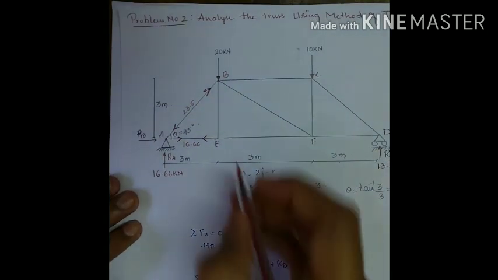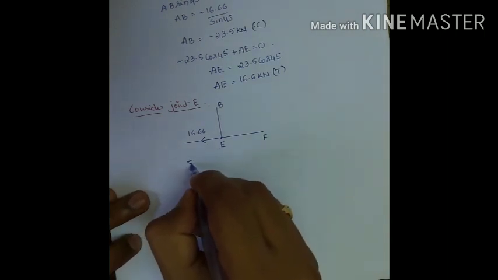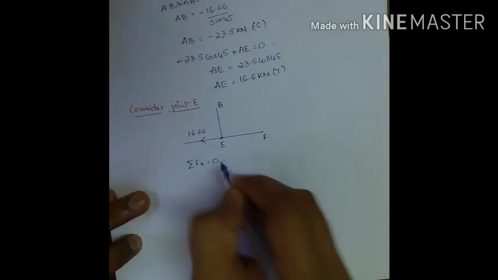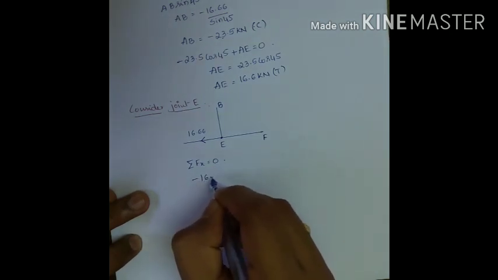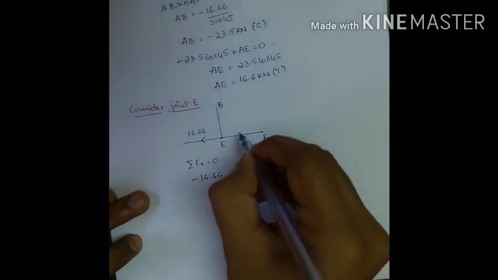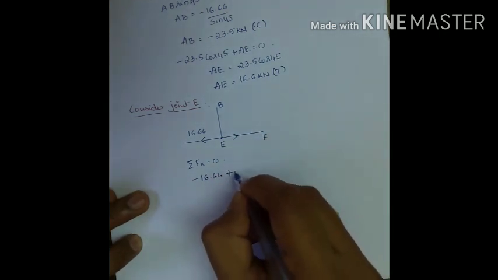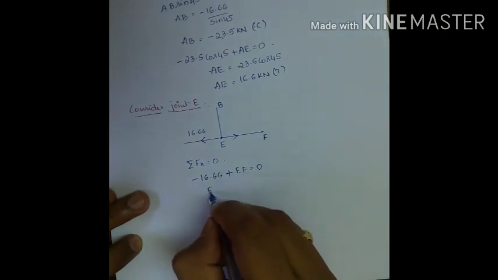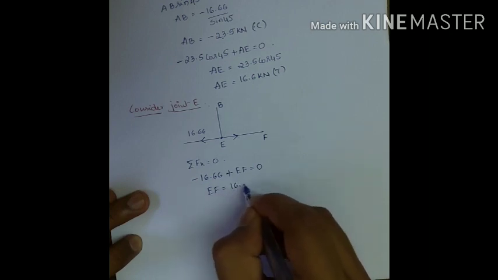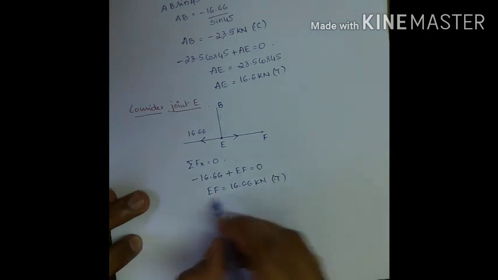Now we shall consider joint E. So I'll take summation of Fx is equal to 0. One force is moving in the negative direction, so I'll consider minus 16.66. I'll consider this as a tension. This is also moving in the positive direction, and the EF force is equal to 0. Therefore EF is equal to 16.66 kilonewton, so that is under tension.